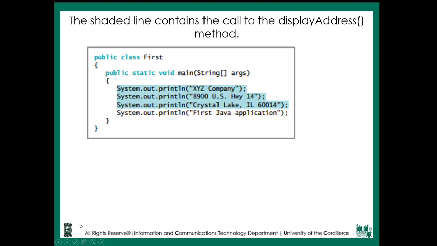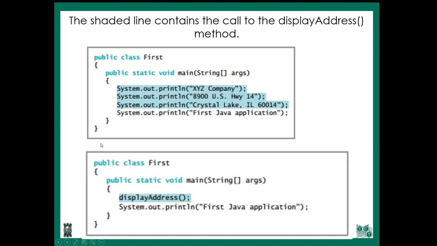Let's take a look at this example here. There you go. The shaded line contains the call to the displayAddress method. Our purpose here is to convert this main method by adding another method that we can call inside the main method, and convert the four print lines into a single line that will be called out from the method itself.